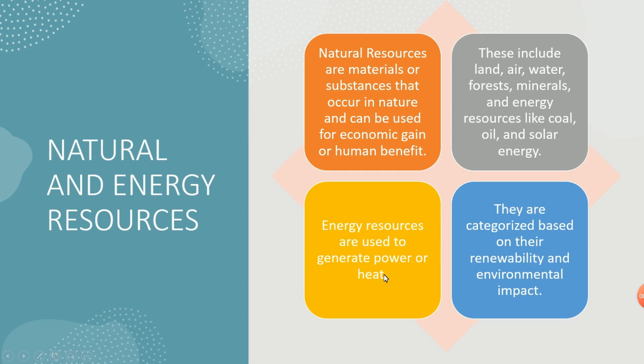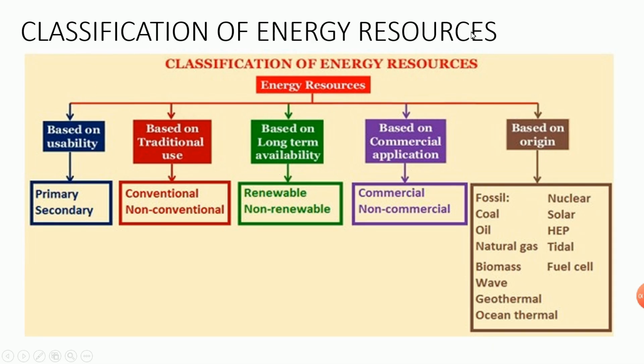See here, only two things. The sole purpose is either to generate power, electricity or heat. Then they are categorized based on their renewability and environmental impact. So these are the classification of energy resources. Based on usability, they are primary and secondary. Based on traditional use, conventional and non-conventional. Based on long-term availability, renewable and non-renewable. Based on commercial application, commercial and non-commercial.